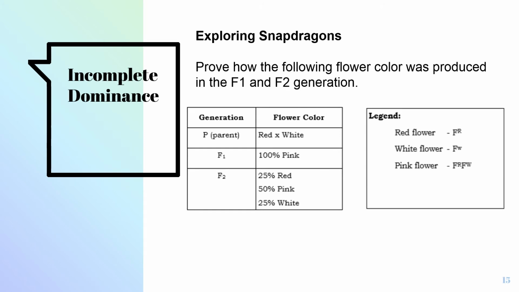So let us use the following legends. For red flower, we have FR. For white flower, we have FW. And for pink flower, we have FR-FW. As a reminder, for F1, we have to cross the parent and another parent. For F2, we have offspring to offspring.